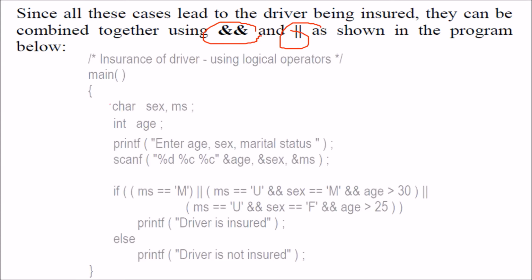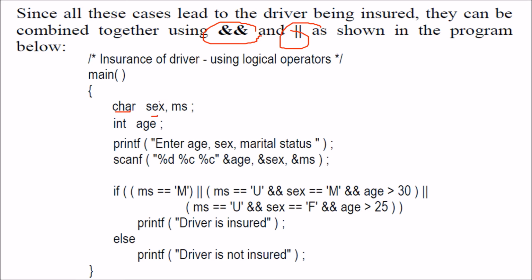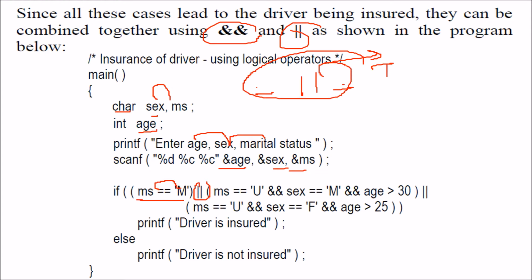Let us use them. We are writing the program using AND and OR operators. So we are taking the char sex, ms, that is marital status, and we are entering the age. Enter age, sex, marital status in these three variables. Now, first condition: if the marital status is married, or if any of the left or right condition is true, it is going to show you true. Whole is going to show you true. If both are true, it is true. If one of them is true, then it is true. If both are false, then only OR will give false.